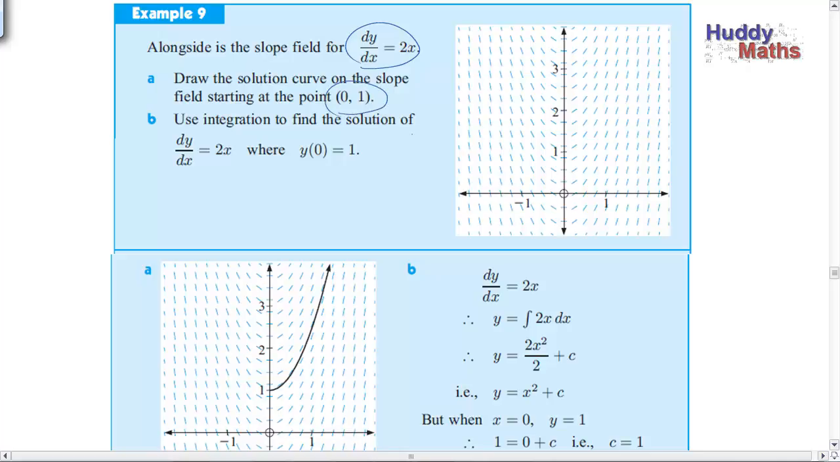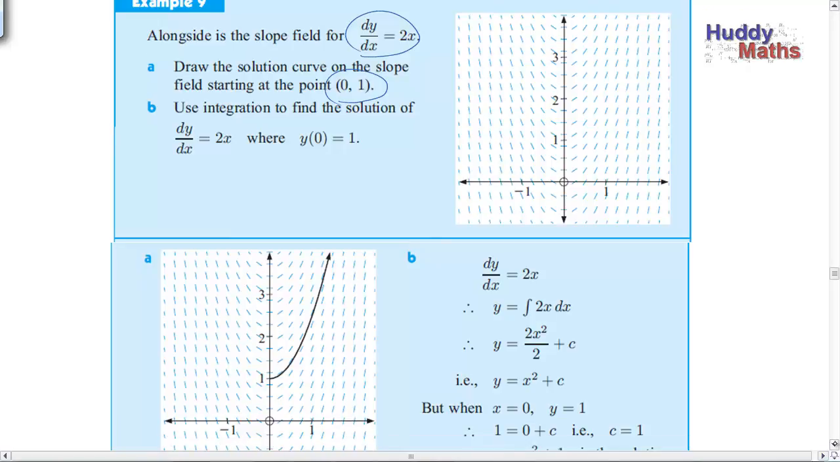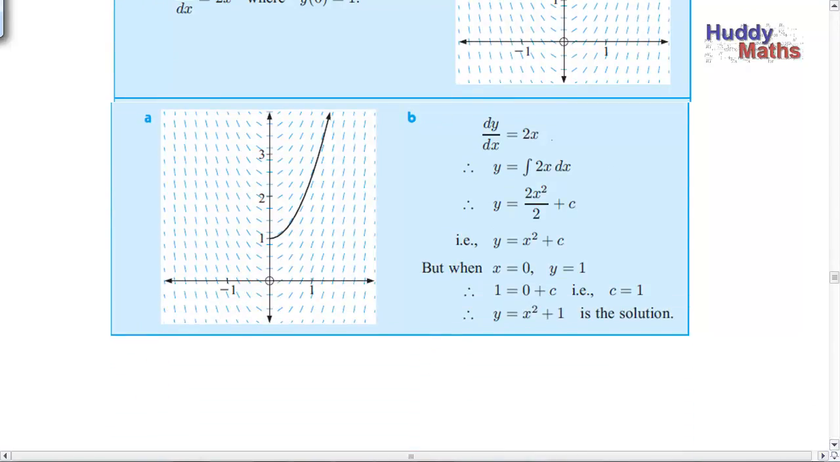Okay, and use integration. That's just what we've been doing. So here, dy by dx is 2x, integral, increase the power by 1 divided by the new power, so it's x squared plus c, simple translation. When x is 0, y is 1, so sub it in, 0 there and 1 there, so c is 1, y equals x squared plus 1 is the solution.